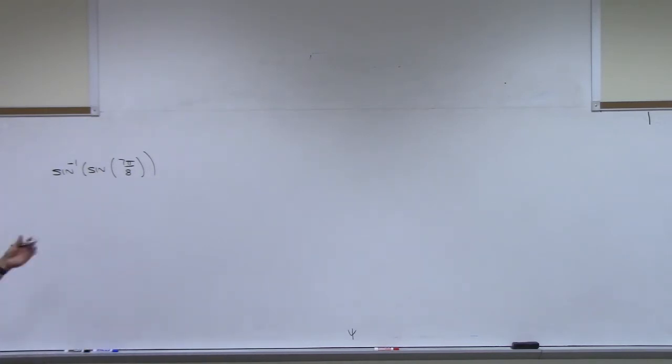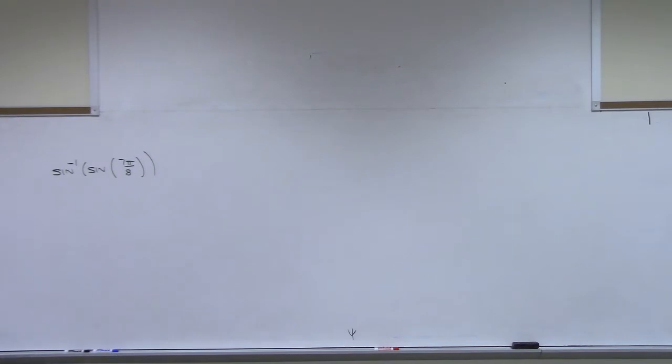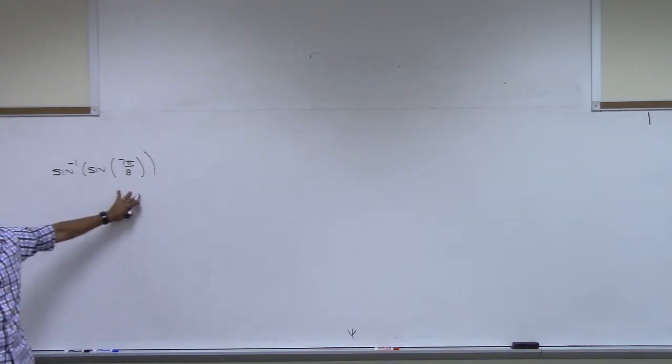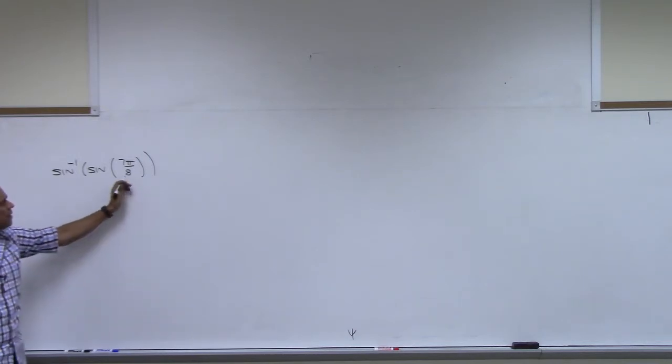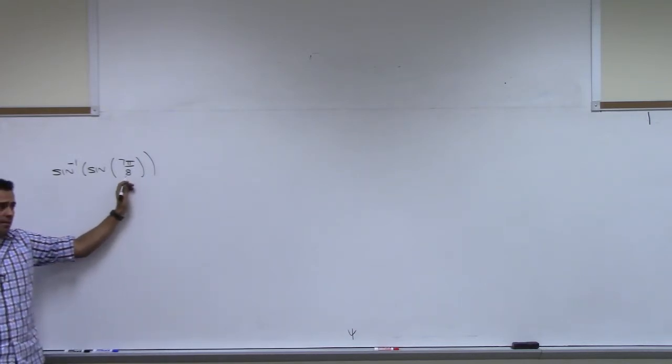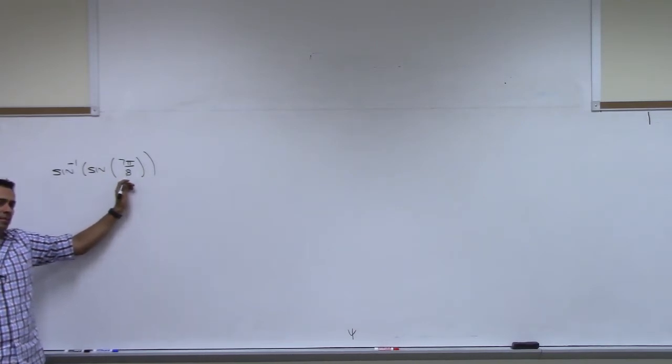And what is the most common incorrect answer I'm going to get on this? 7 pi over 8 is the answer that someone's going to put, because they're going to say these two cancel each other out. And it does work that way sometimes. It only works that way when this right here is between negative pi over 2 and pi over 2. Then it just spits out the answer. But not here, because that's not between negative pi over 2 and pi over 2.